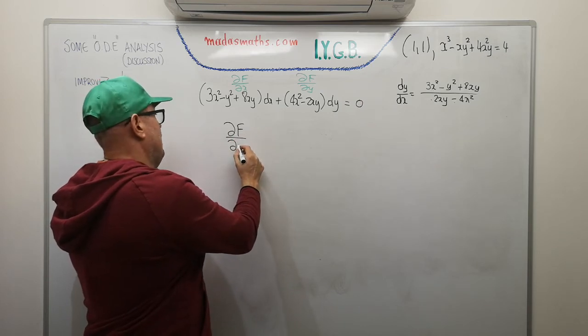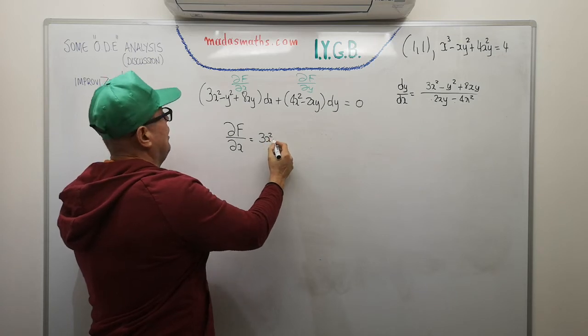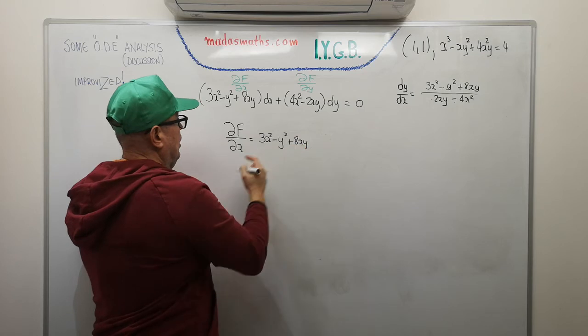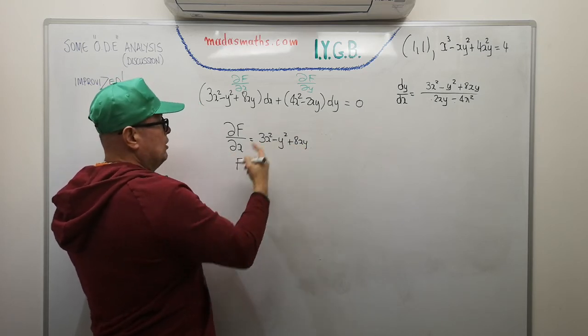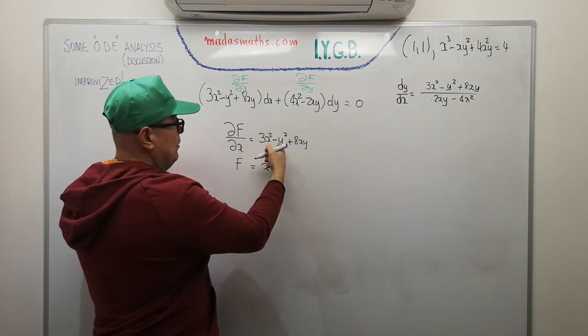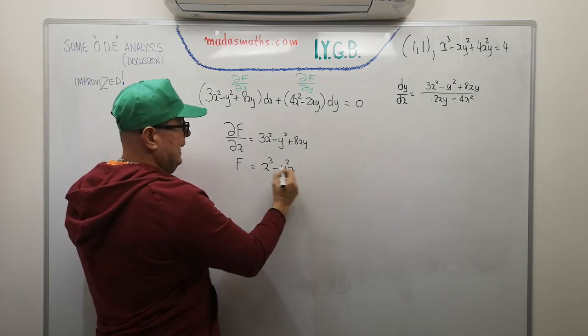Partial of f with respect to x is, of course, this thing here: 3x squared minus y squared plus 8xy. So I'm going to integrate. My capital F with respect to x should give me an x cubed, this bit here. Integrating this with respect to x is going to give me minus y squared x.